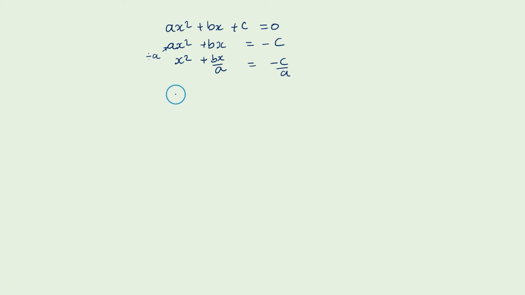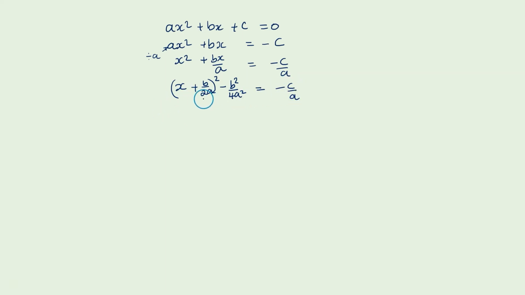Okay, so now I'm going to complete the square. If you remember, you need to put your bracket and square here, so x plus half of this one, which is going to be b over 2a, and then take away the square of this, which is going to be b squared over 4a squared. Everything equals negative c over a.